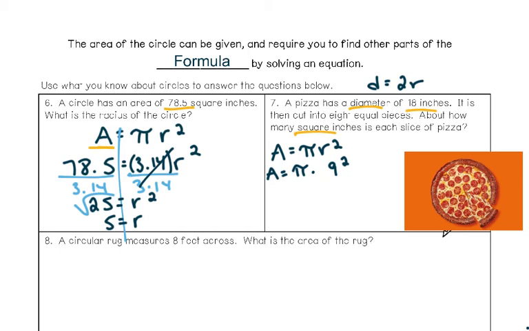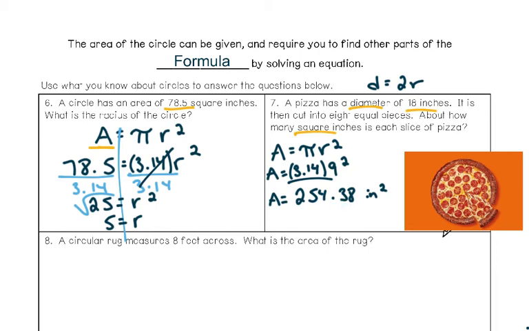I can also plug in 3.14 for pi, and I put it in parentheses because it's going to multiply with the 9 squared. Now that it's written like this in the formula and I've plugged in all my values, I have enough information to solve for the area of the whole pizza. So go ahead and type this in your calculator and see if you can find the area of the entire pizza. All right, you should get that the area of the whole pizza is 254.38 square inches.